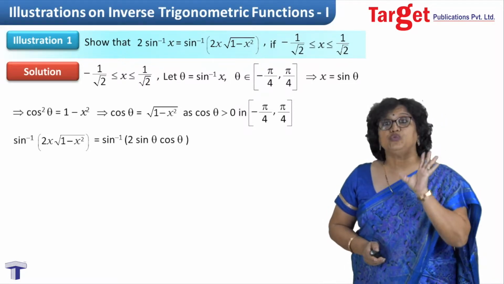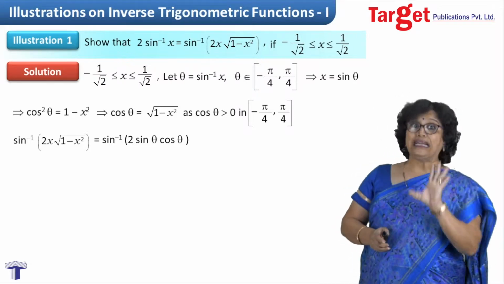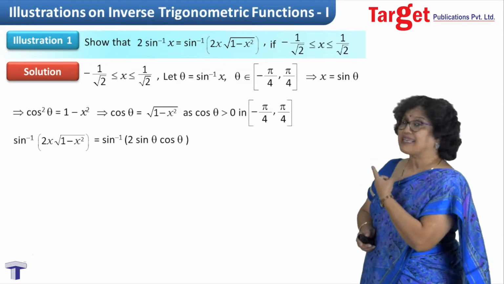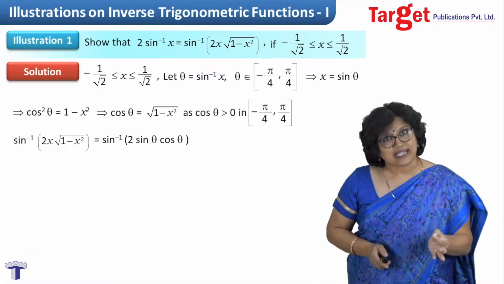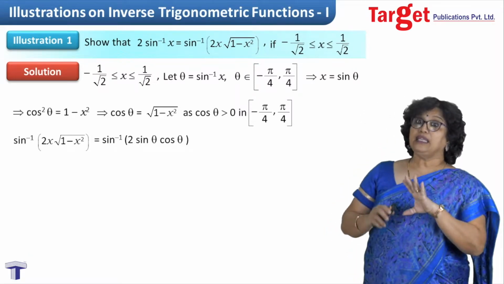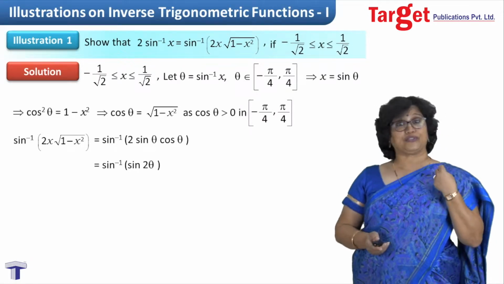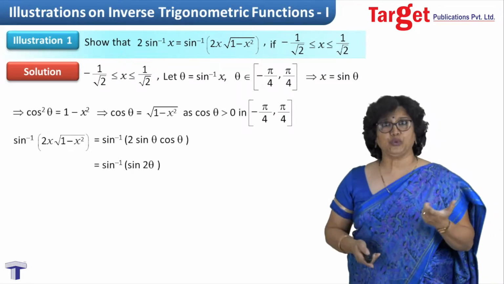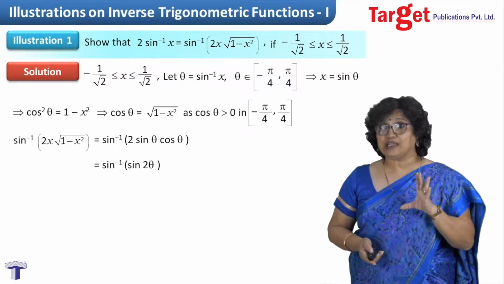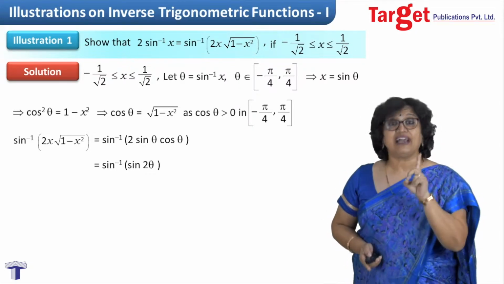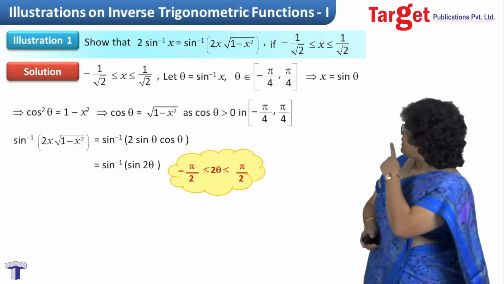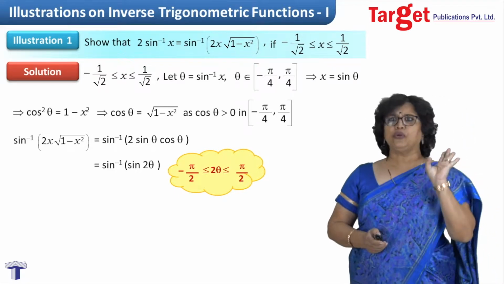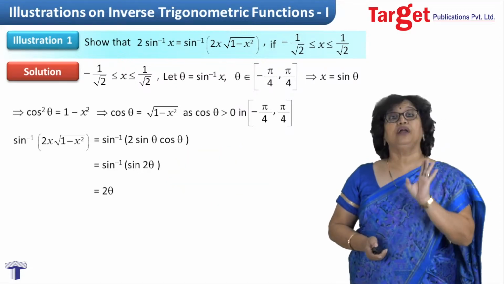Am I able to show it as 2 theta? That is the proceeding. So in place of x, I write sine theta. In place of under root 1 minus x square, I write cos theta. Now this is nothing but sine inverse of sine 2 theta. Now what could be your reaction? You may think that I can write 2 theta. Don't jump to the conclusion before you check where 2 theta lies. And then I check that 2 theta lies in minus pi by 2 to pi by 2. Now I'm free to write sine inverse sine 2 theta as 2 theta.